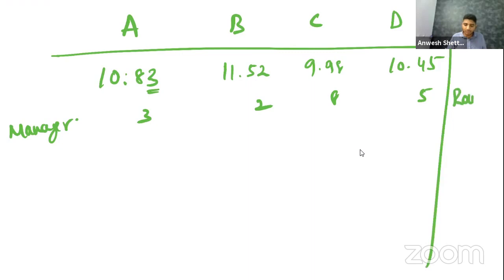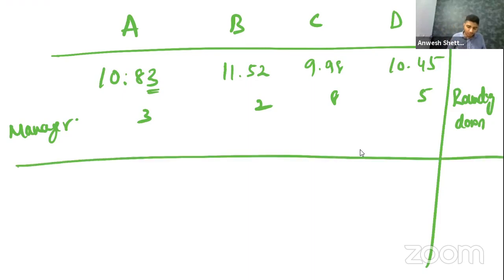This is called rounding down or rounding off. You are taking the last digit. So it is not the same amount from all the accounts. It is 3 paisa from A's account, 2 paisa from B's account, 8 paisa from C's account, 5 paisa from D's account. This is called the rounding down technique. But in the salami technique, the manager is stealing from all the accounts, let's say, 20 paisa, 20 paisa, 20 paisa, 20 paisa. This is called the salami technique.